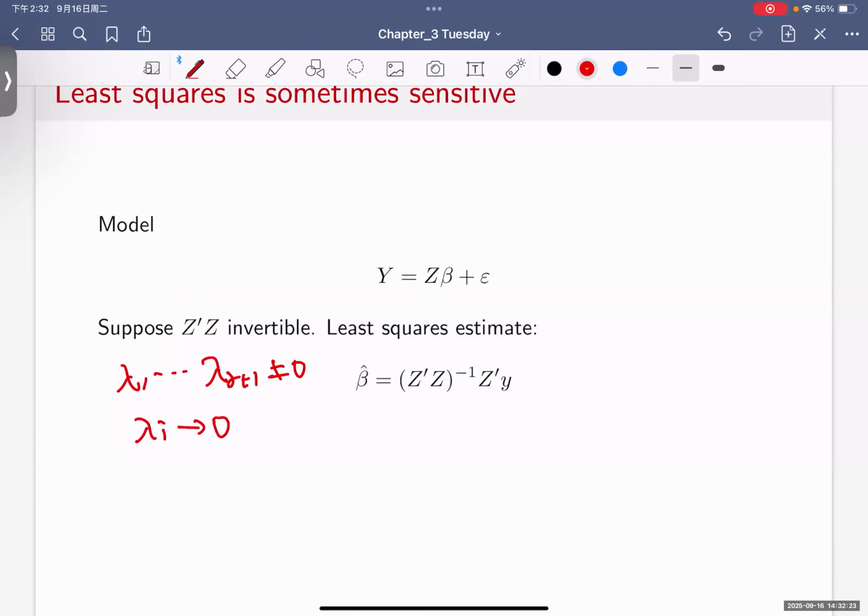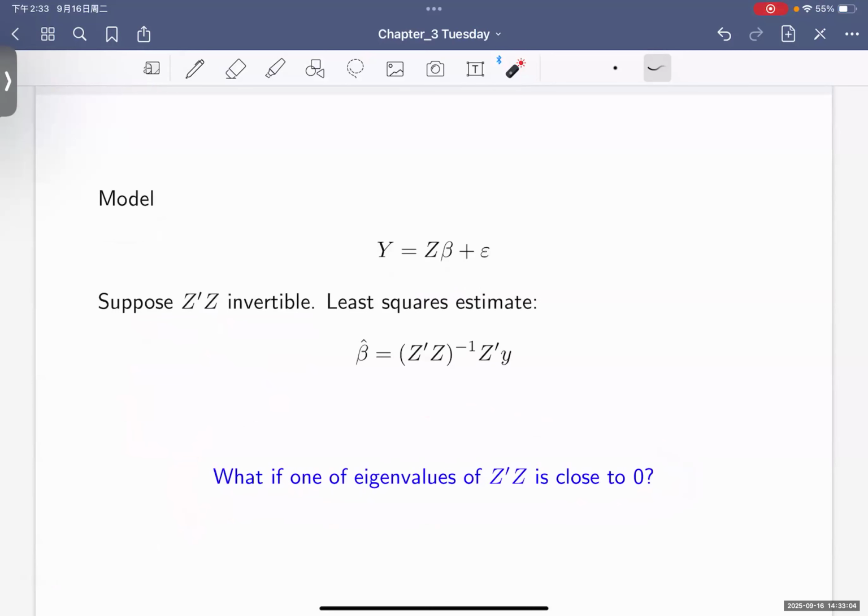And this kind of thing happens sometimes. I just want to answer the question: what if the eigenvalues of Z transpose Z are close to 0? Just like I mentioned, taking the inverse means inverting the eigenvalues. Therefore, if an eigenvalue is close to 0, the inverse is 1 over some very small term, and this term will become extremely large.